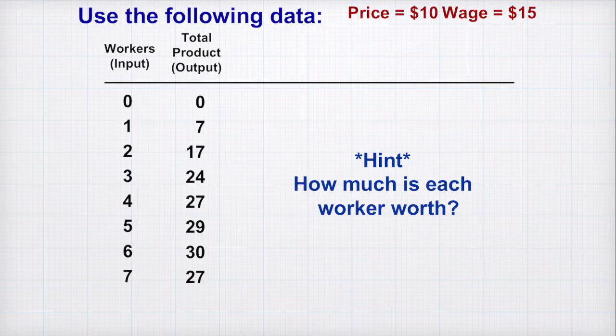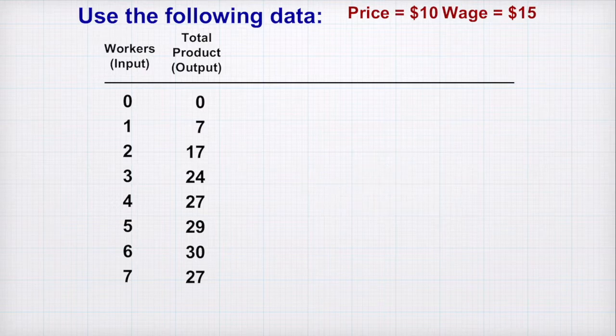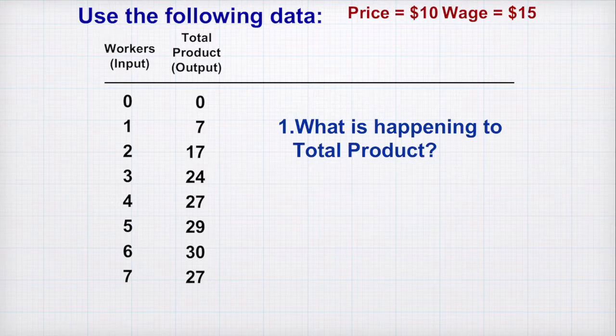Okay, so I'm going to start going over this. So let's see if you were able to figure this out on your own. So first of all, a few things. Notice what's happening to total product here. Notice the first worker brings in 7 additional units of output, and then the next worker brings in an additional 10 because we go from 7 to 17. So what's happening to total product? Well, it looks like from 1 to 2 workers, total product is increasing. We do know that total product is increasing, but at a decreasing rate.